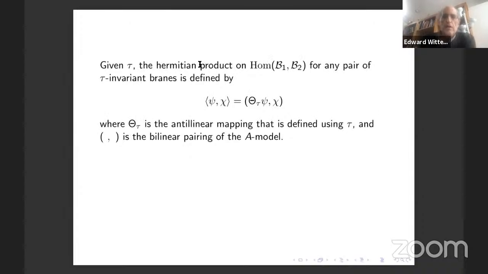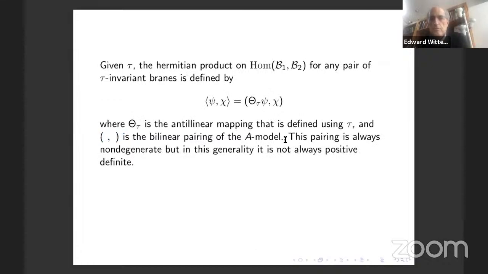So if you're given tau, the Hermitian product on Ham from B1 to B2 is defined in this way, where theta tau is the antilinear pairing that's defined using the antilinear mapping that's defined using tau, and the round bracket is the bilinear pairing of the A model. Now, in the generality I've stated, this pairing is always non-degenerate, but not always positive definite.